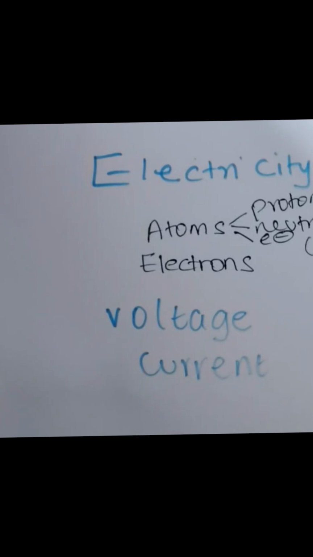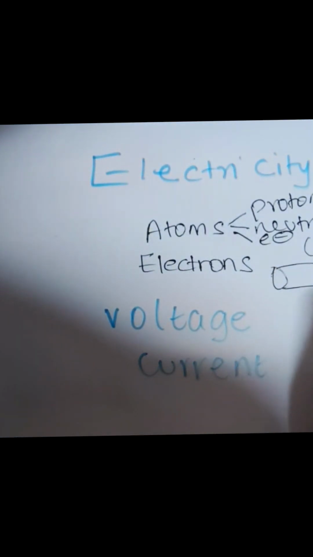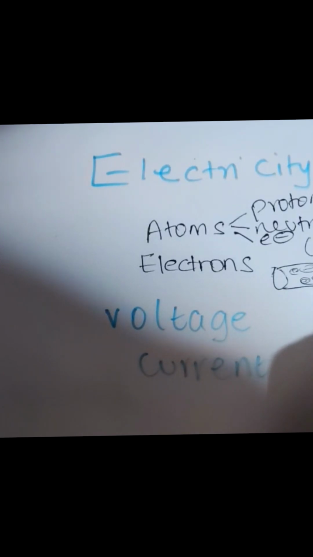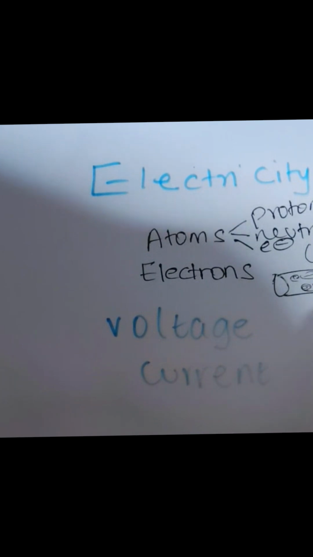In materials like copper, some electrons can move freely. This is a copper wire. There are electrons. It has some drift velocity. So these are electrons. These are called free electrons.